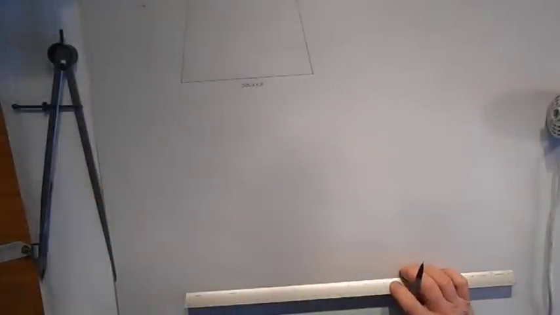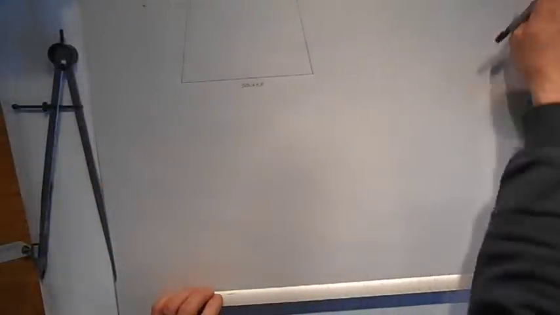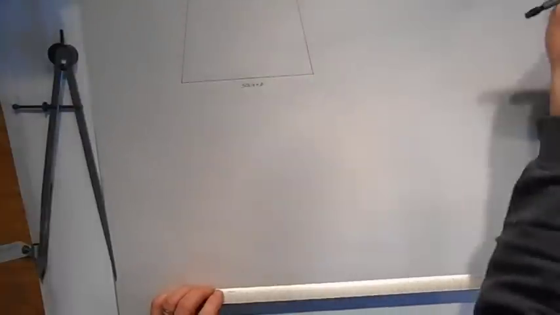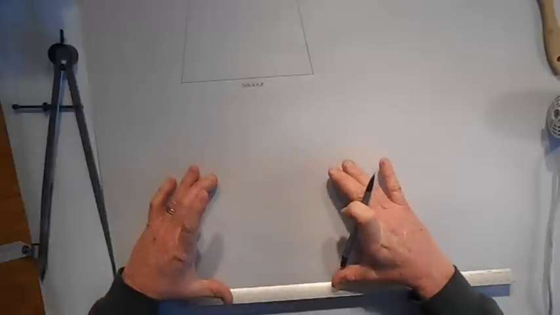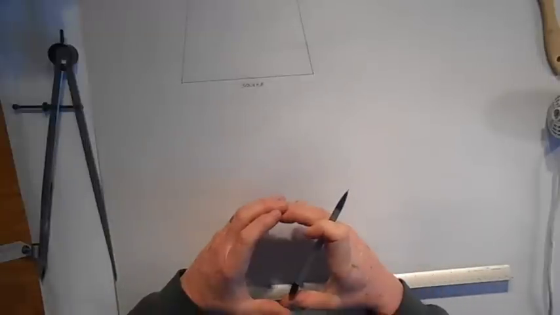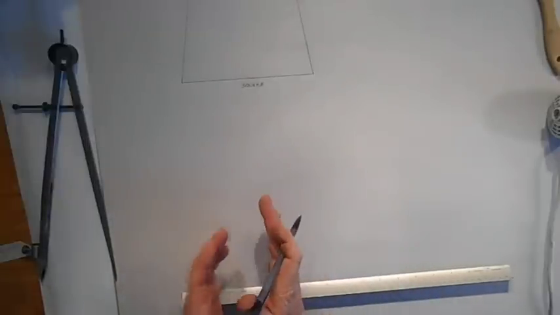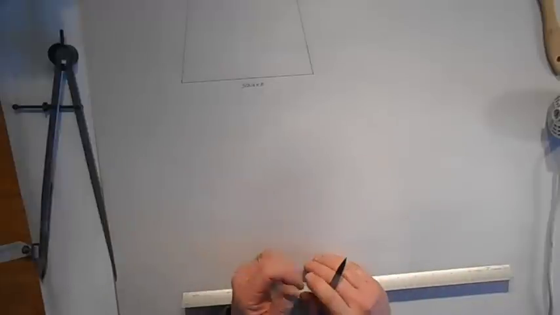Since I don't need to make a full pattern, I'm just going to make half a pattern because this is a symmetrical thing. In other words, the top of the cone and the bottom of the base are aligned. It's not an offset. So one half of the pattern is going to be the same as the other half. So I'm just going to make half a pattern.